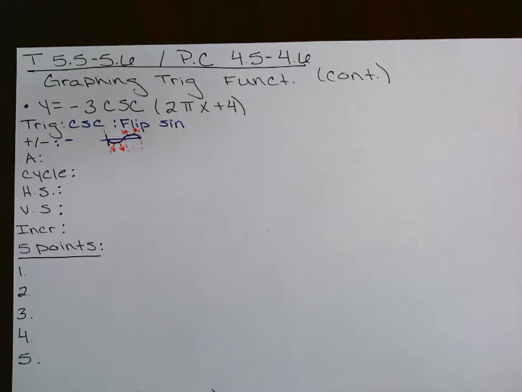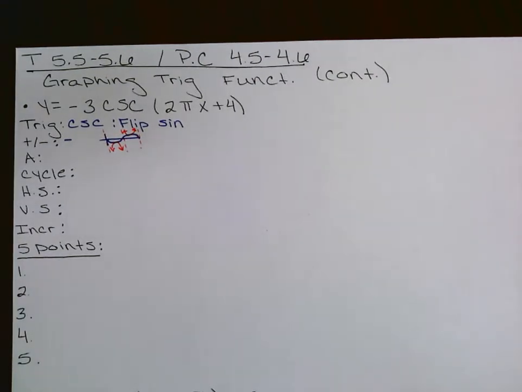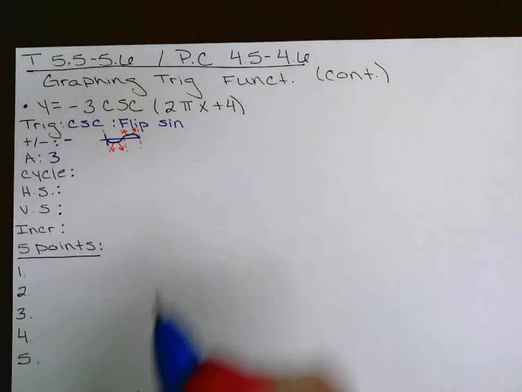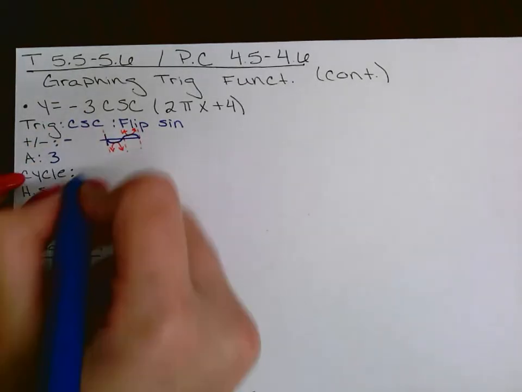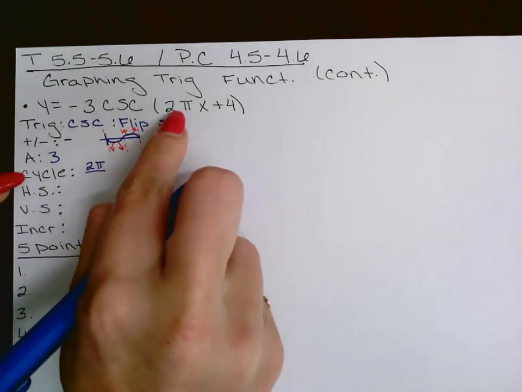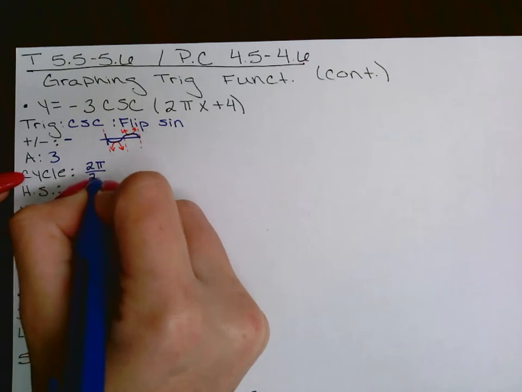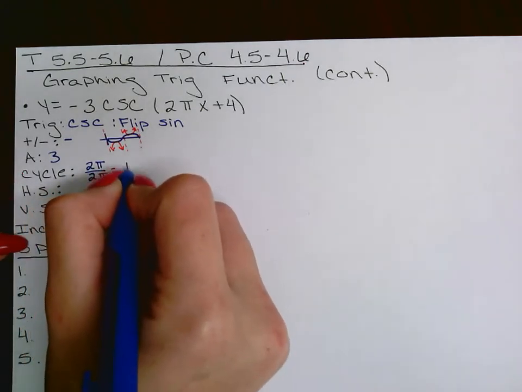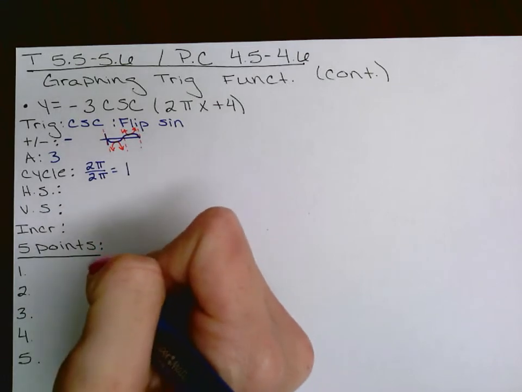So at the end, once my brain is done focusing on all the math, I know what it's supposed to look like. My amplitude is 3. My cycle is 2 pi over b, which happens to also be 2 pi. So my cycle is going to be 1.